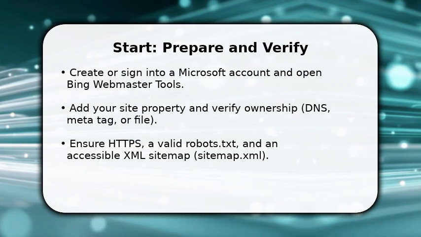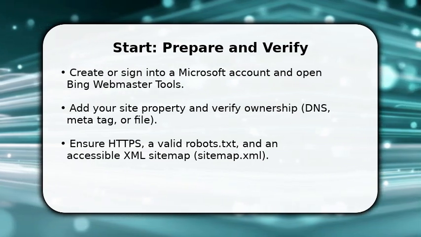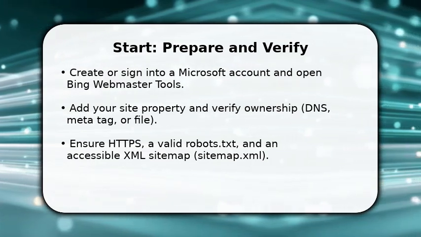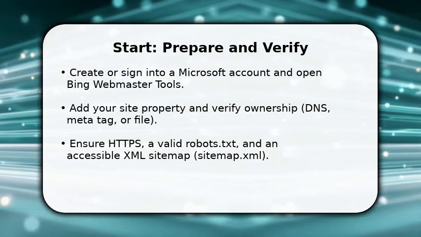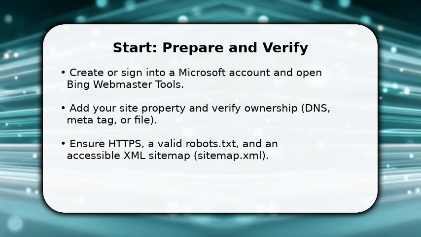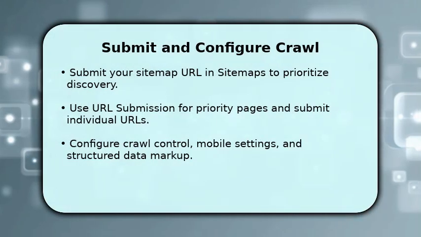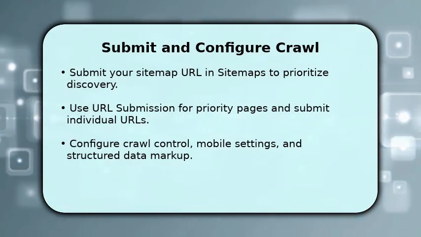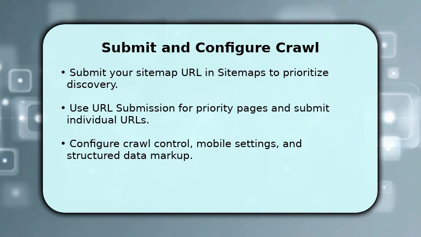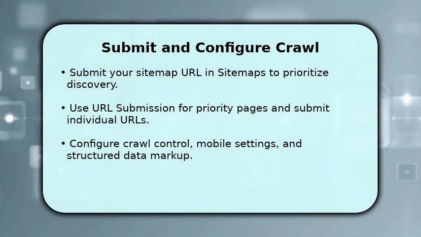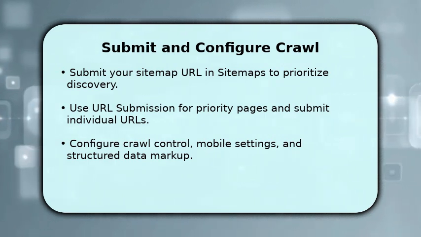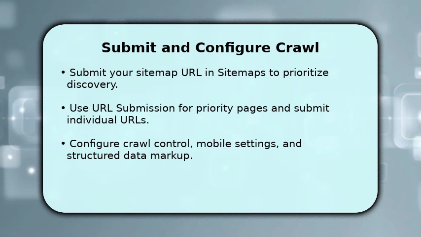Make sure your site uses HTTPS, your robots.txt does not block the main pages, and you have an XML sitemap at a standard location, so Bing can discover your URLs quickly. Once verification is complete, submit your sitemap URL inside Sitemaps so Bing reads all listed pages. This speeds discovery. Then use the URL submission tool to push high-priority pages immediately.